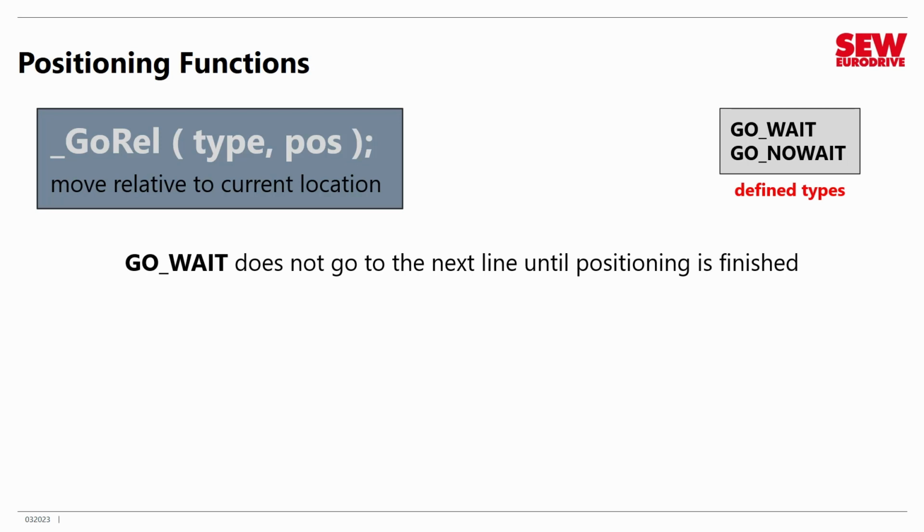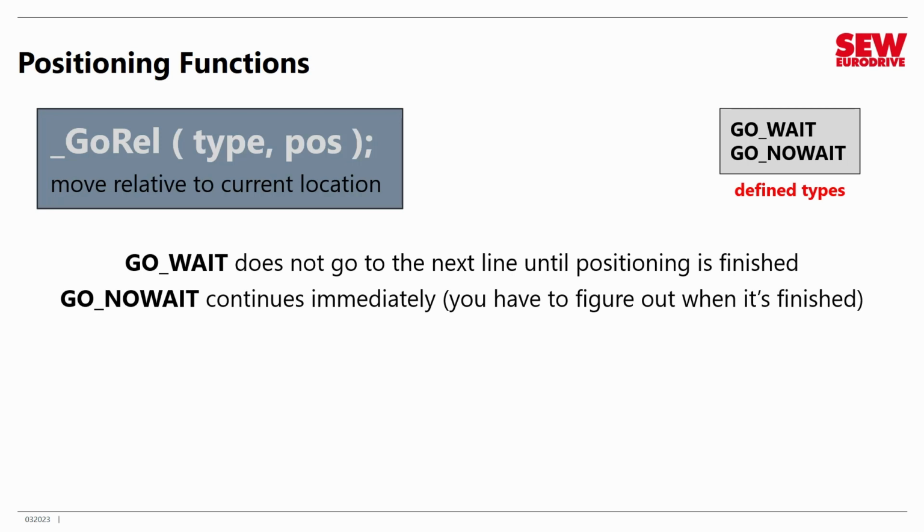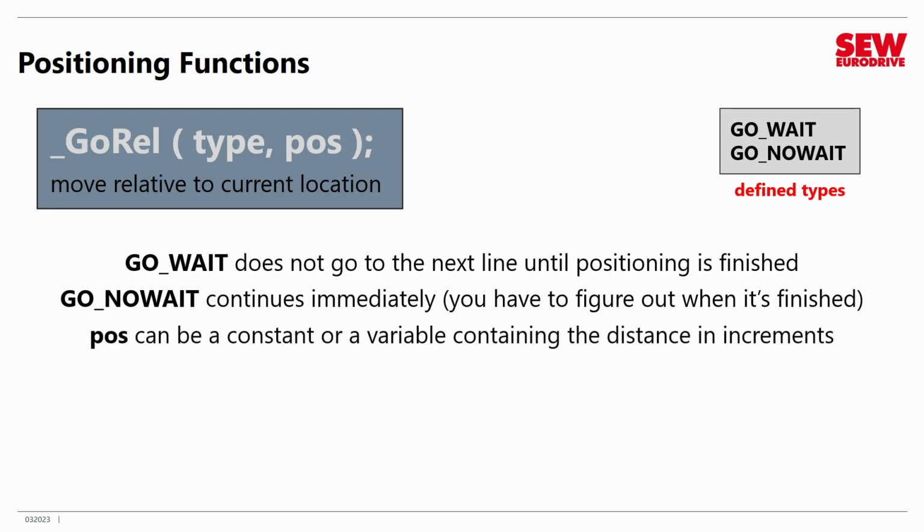And if you want it just to move on, then pick no wait. Of course, do be aware if you use the no wait version of this, you're going to have to figure out when it arrives at the destination. And you can guess you're probably going to look in status word and check a bit. Pos is either a constant or a variable, and it contains the distance you want to move in increments. And remember, that should be a signed value, positive or negative, because that indicates the direction of travel.